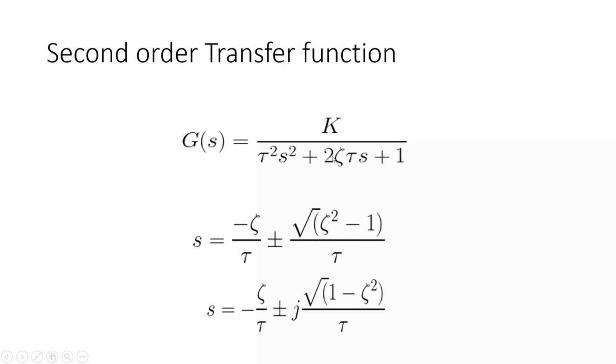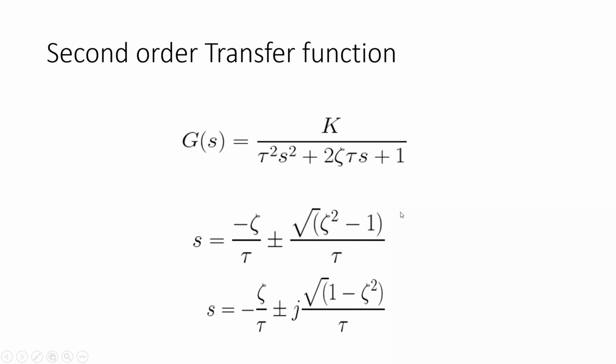If you apply the Sridharacharya formula, you will get minus b plus minus under root b square minus 4ac. So minus 2 zeta tau plus minus under root b square, which will be 4 zeta square tau square, minus 4ac, which is 4 tau square. 4 tau square can be taken out from the square root, it will be 2 tau, then we divide by 2 tau square. After solving, you can see here minus zeta by tau plus minus under root zeta square minus 1 upon tau.